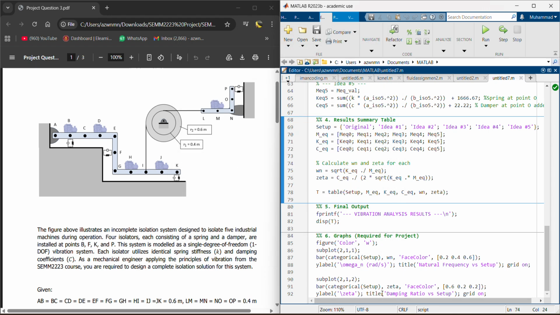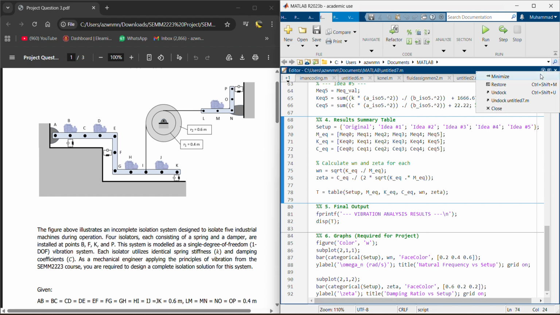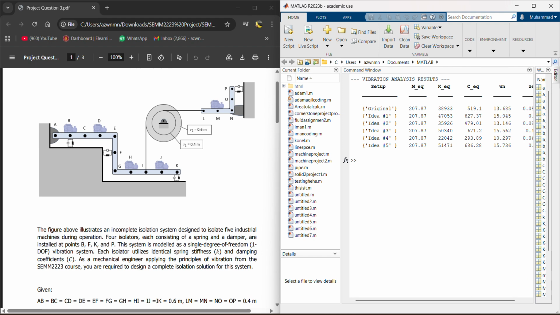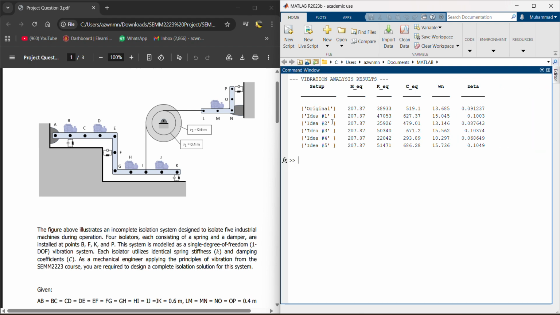And then for the table, we have the M equivalent, K equivalent, C equivalent, omega n for each setup, and damping ratio for each setup. That's all from me.